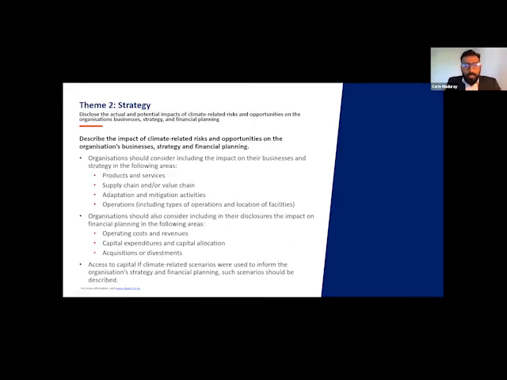The second part of the strategy thematic area is about describing the impact of climate-related risks and opportunities on the organization's business strategy and financial planning. So how could climate change risks and opportunities, if materialized, have an impact on products and services, the supply chain, value chains, as well as potential impacts on operating costs, revenues, and capital expenditures. Climate scenarios are also important in TCFD, and disclosure around how access to capital will change under different scenarios is an important element to think about, because access to capital could be constrained under a particular scenario, affecting strategy and affecting investment and lending decisions.